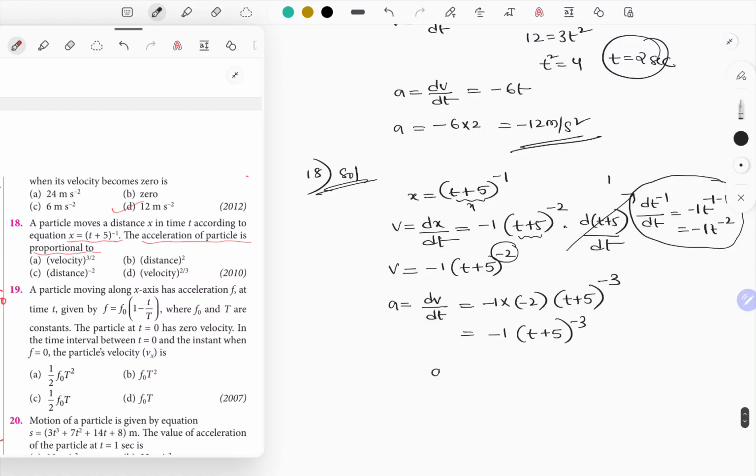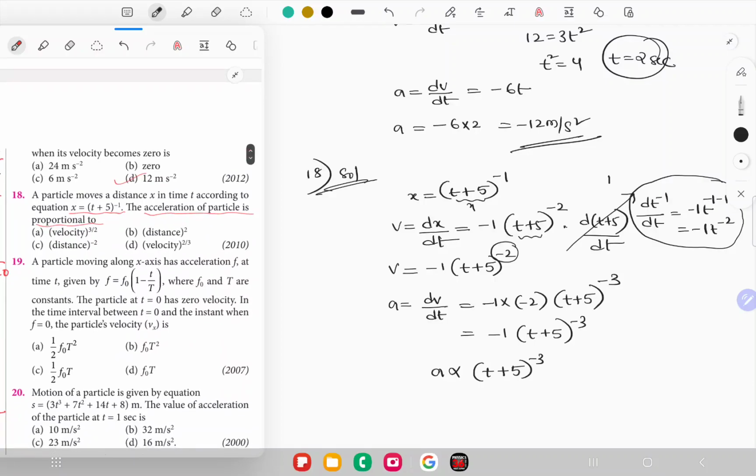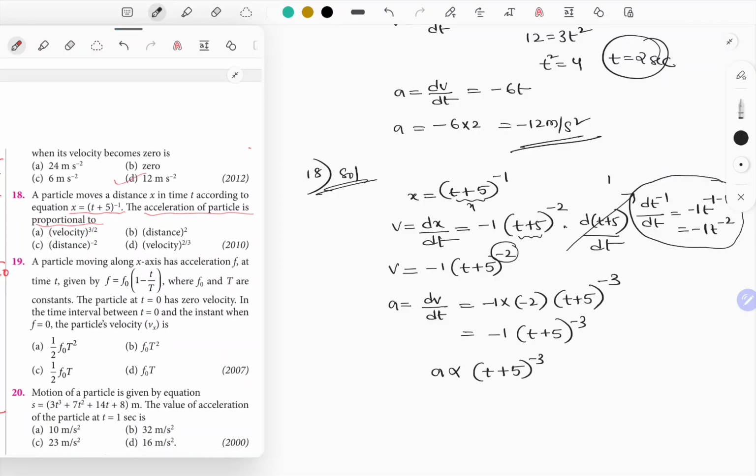They said acceleration is proportional to, they are not asking for magnitude, so it is proportional to (t plus 5) whole power minus 3. Super. But x is equal to (t plus 5) whole power minus 1, and the options are not given in that format. They have given it in the format velocity power 3 by 2, distance power 2, distance power minus 2.